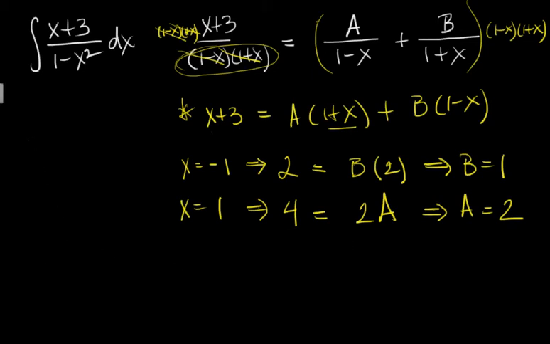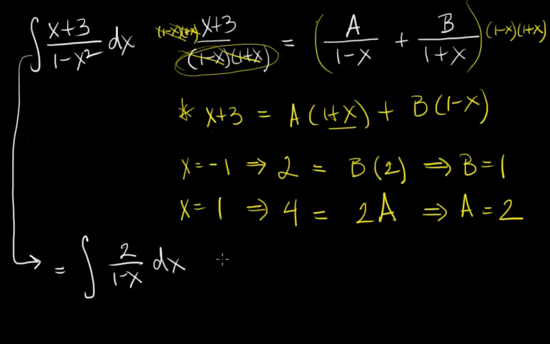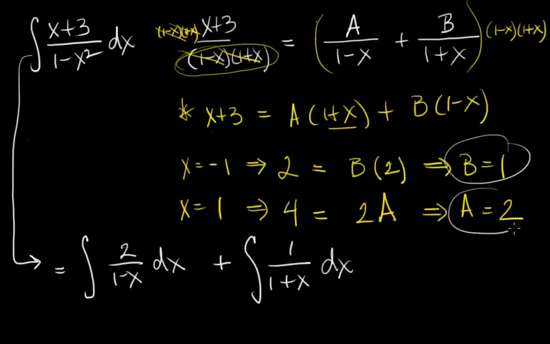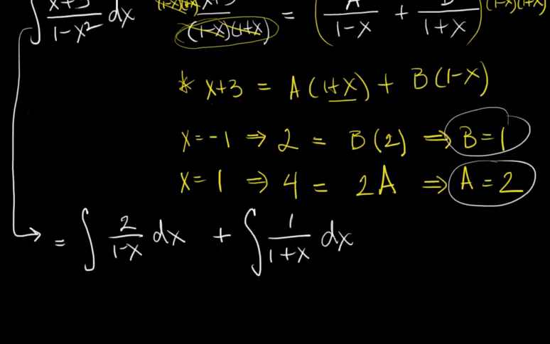And we have then this integral that we started with is equal to the integral of 2 over 1 minus x dx. I'm going to split them right away, and plus the integral of 1 over 1 plus x dx. b was equal to 1, a equals 2, yes. Okay, so now we need to integrate both of those, which is actually quite easy. Again, they're both just natural logs.